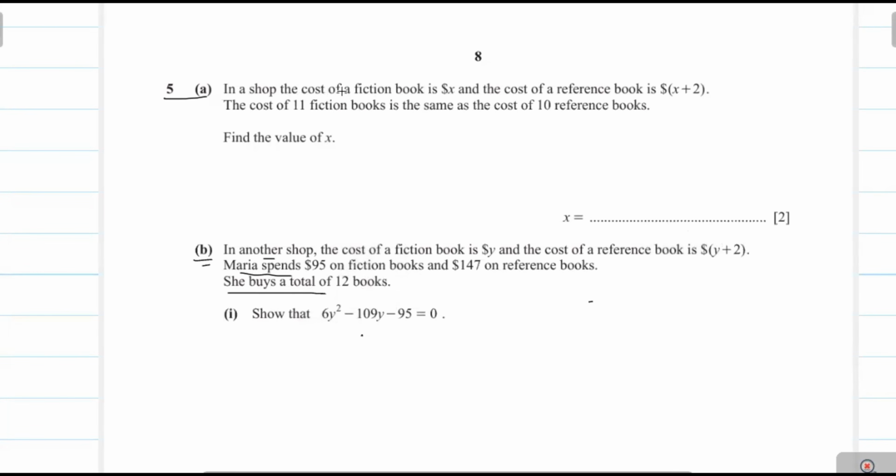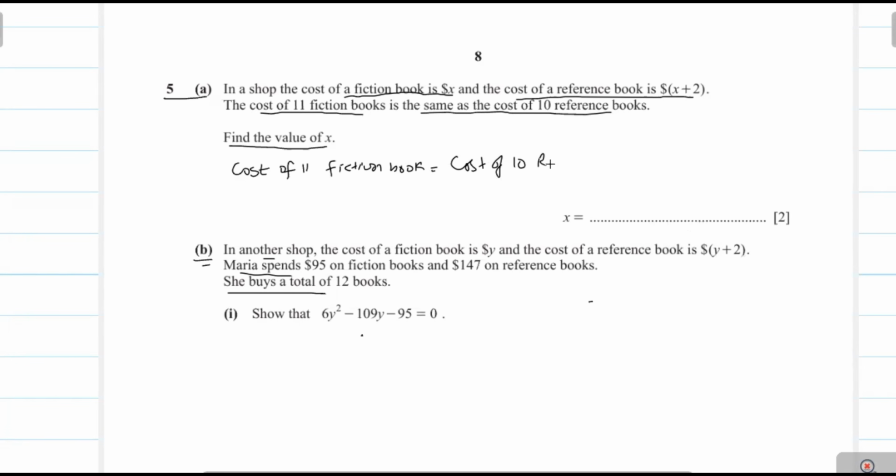Question number 5, part A. In the shop, the cost of a fiction book is $X. The cost of a reference book is X plus $2. The cost of 11 fiction books is the same as the cost of 10 reference books. The formula of total cost equals number of values multiplied by rate. Now the quantity multiplied by rate will be the total cost.